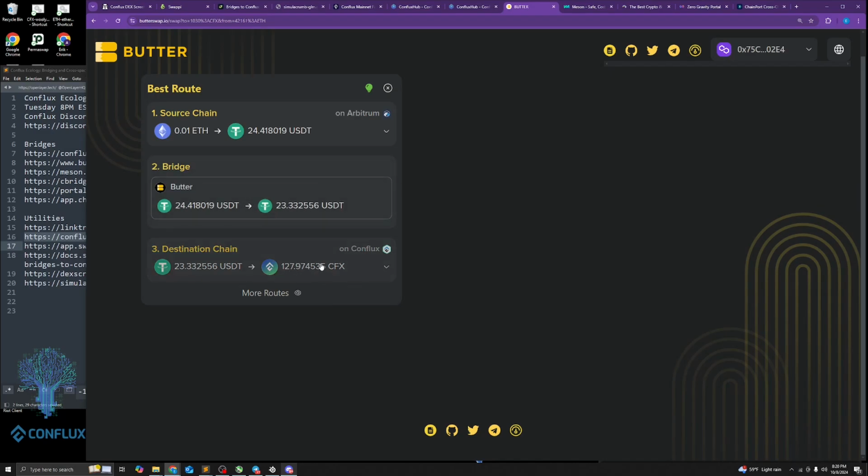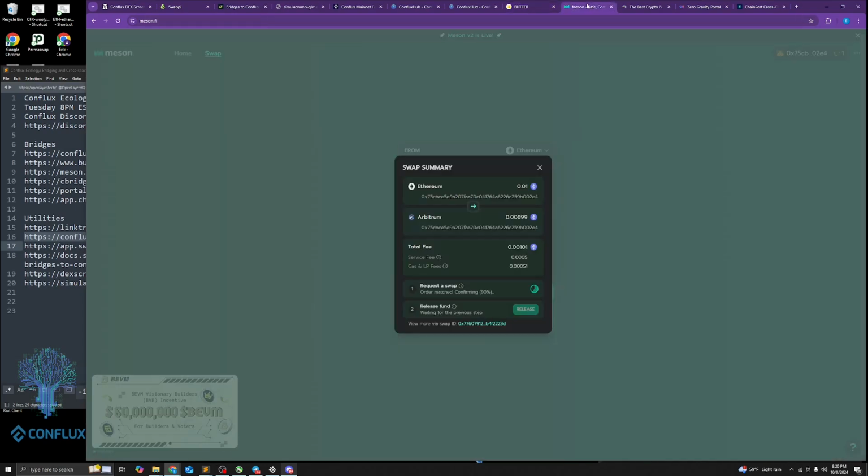It'll take ETH to USDT through the butter magic, and it'll give us CFX on the other side. And that's kind of always a good idea when you're first to a network and you're like, I don't know what to do, but I know I need the gas token. This will give you that gas token as long as you're starting from a well-supported asset on a well-supported chain. Go direct to the gas token.